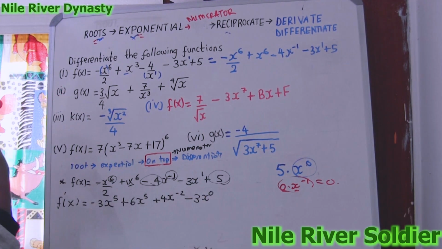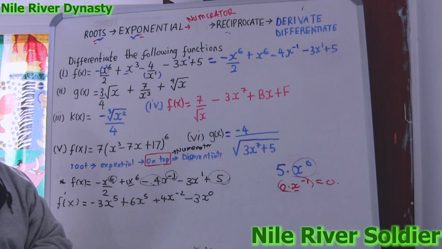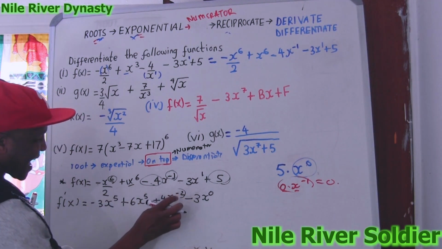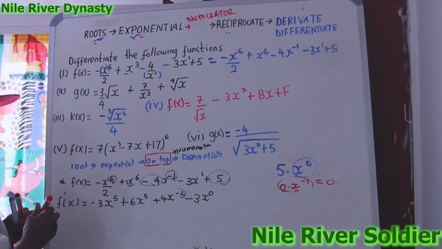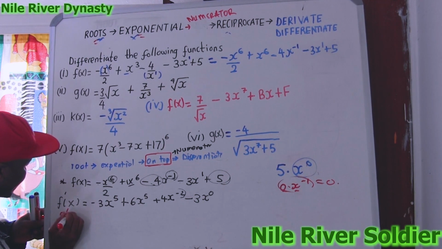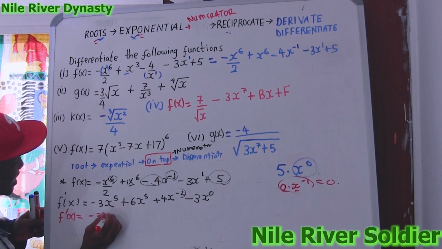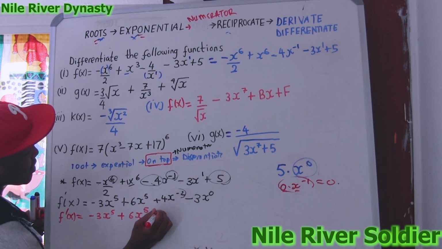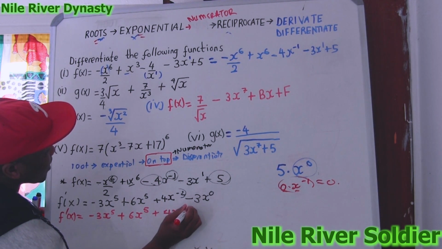So now we finish. But since we finish, we can't leave it like that. You know what I'm saying? The last step, we have to reciprocate. You know why? Because even though we finished, we don't need anything with the negative power. Okay, cool. So now this becomes f prime equal to negative 3 x power 5 plus 6 x power 5, plus 4 x power negative 2.